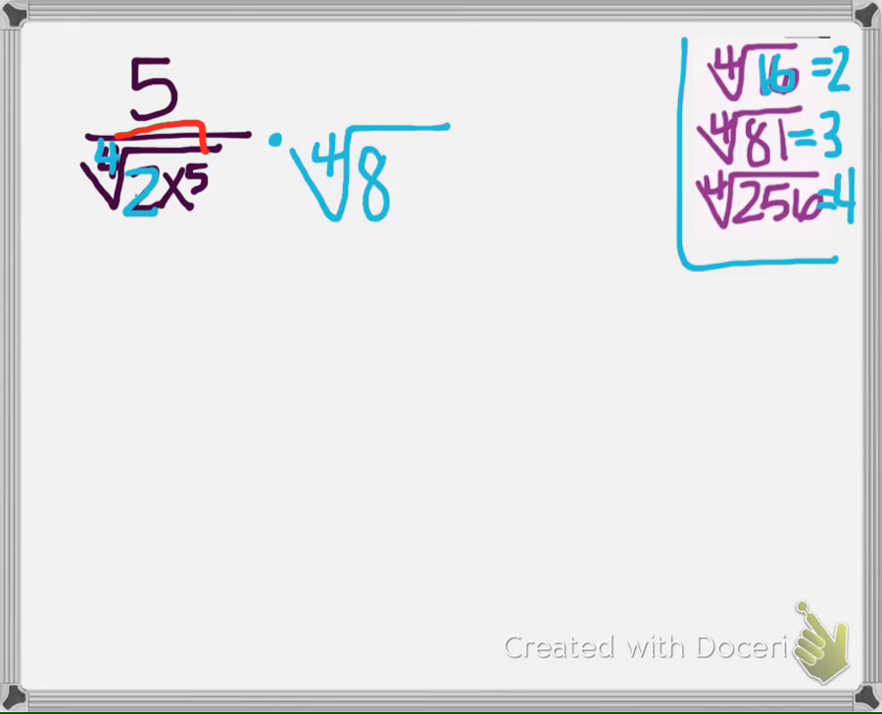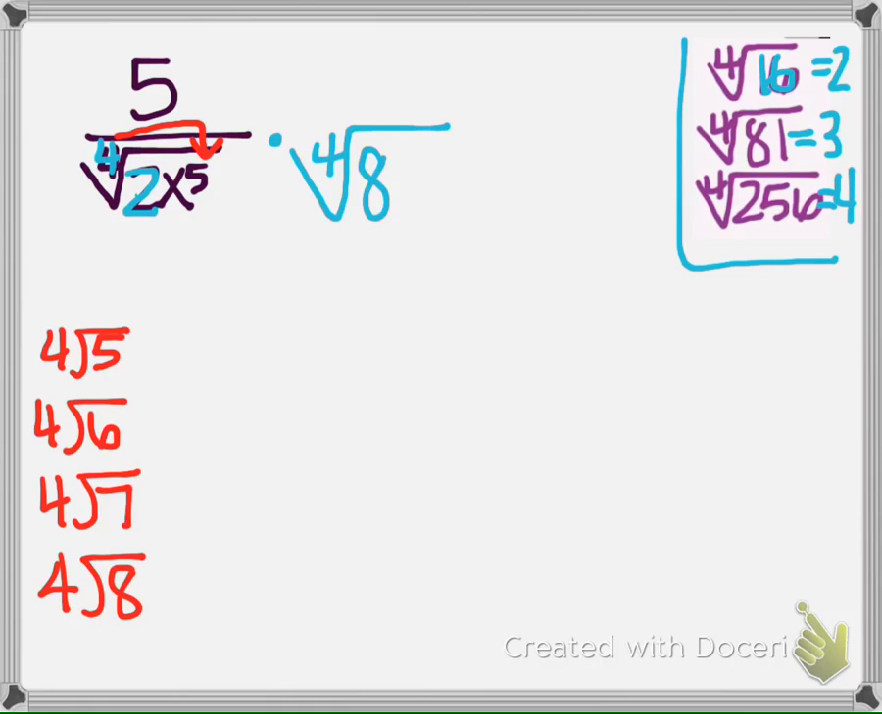Then 4 can't go into 5, 4 can't go into 6, 4 can't go into 7, but 4 can go into 8. So instead of being x to the 5th, I want to change it to x to the 8th. If there's 5 here, I need 3 more, so that when I multiply them, it would be x to the 8th. And then whatever I multiply the denominator by, I'm also going to multiply the numerator.